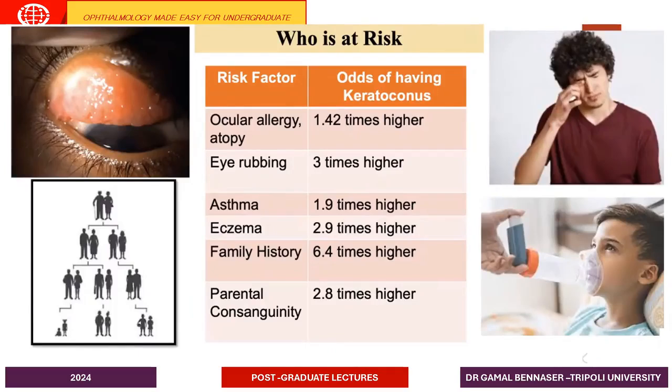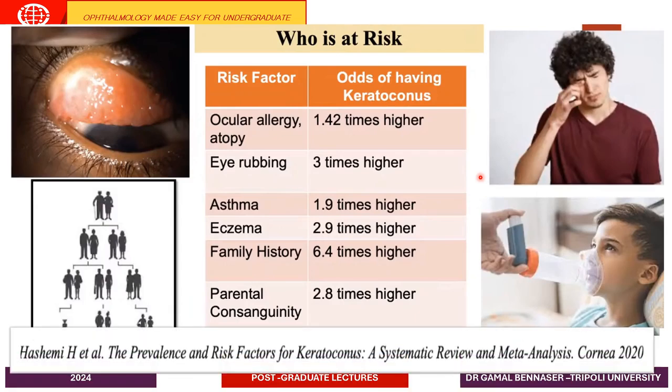As far as determining the high-risk group by history taking, we have to elaborate whether the patient has a history of atopy, allergy, or bronchial asthma, whether the parents are related to each other, whether any family member has the same problem, or whether he is suffering from any systemic disease that shows a close association with keratoconus. In one study, the risk is increased to more than 1.4 times in patients with ocular allergy and atopy, and people with chronic eye rubbing have 3 times higher risk of developing keratoconus. Also, in patients with asthma, eczema, and family history, the risk increases much more. Patients with related parents have a 2.8 times higher risk.